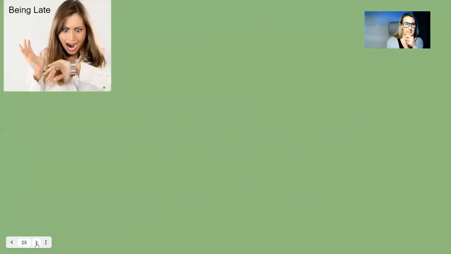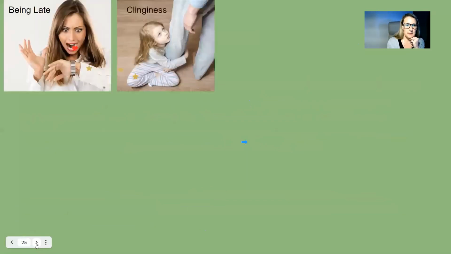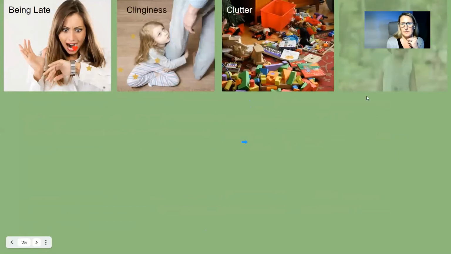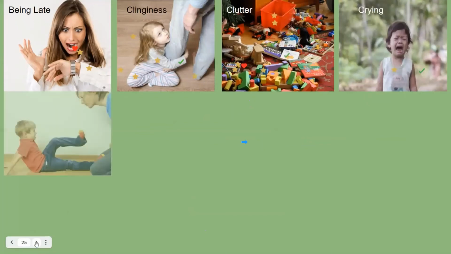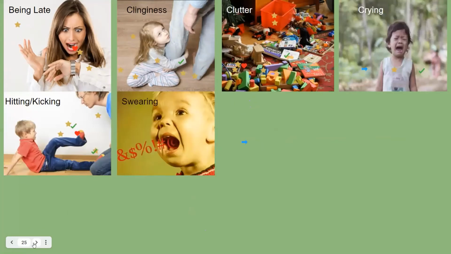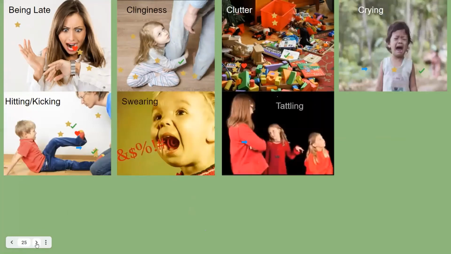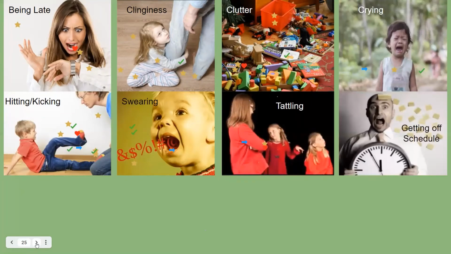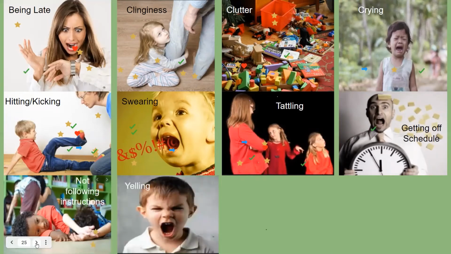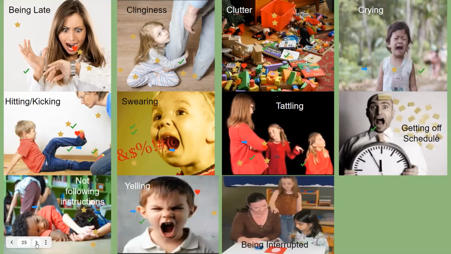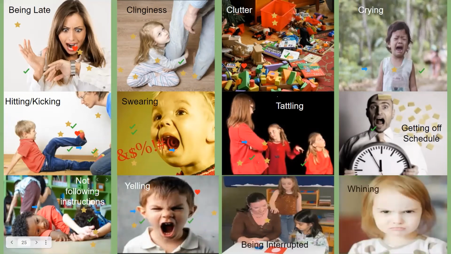Being late, clinginess, clutter. Oops, I got to move your face here, Andrea. Crying, hitting and kicking, swearing, tattling, getting off schedule, not following instructions, yelling, being interrupted, and whining. So these are clearly just a few. We could probably make a big old list of these.